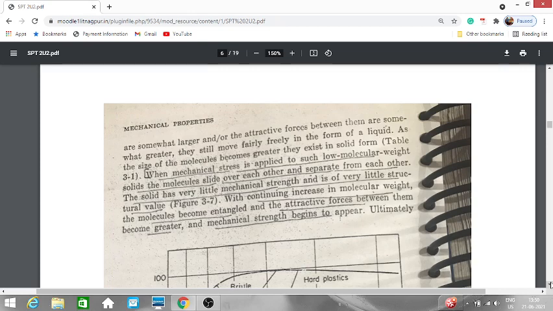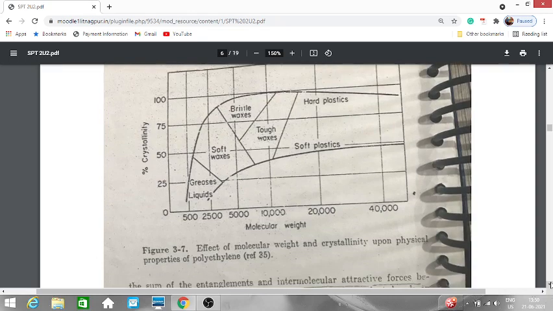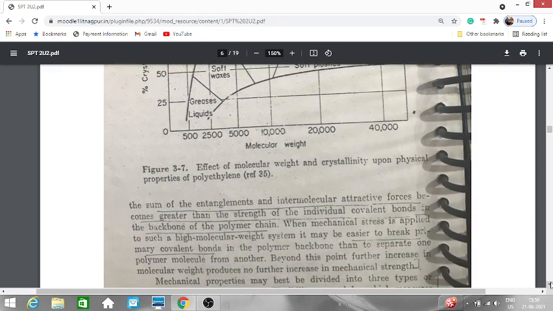With continuing increase in molecular weight, the molecules become entangled and the attractive forces between them become greater, and mechanical strength begins to appear. Ultimately, the sum of the entanglement and intermolecular attractive forces becomes greater than the strength of the individual covalent bonds in the backbone of the polymeric chain. When mechanical stress is applied to such a high molecular weight system, it may be easier to break primary covalent bonds in the polymer backbone than to separate one polymer molecule from another. Beyond this point, further increase in the molecular weight produces no further increase in the mechanical strength.